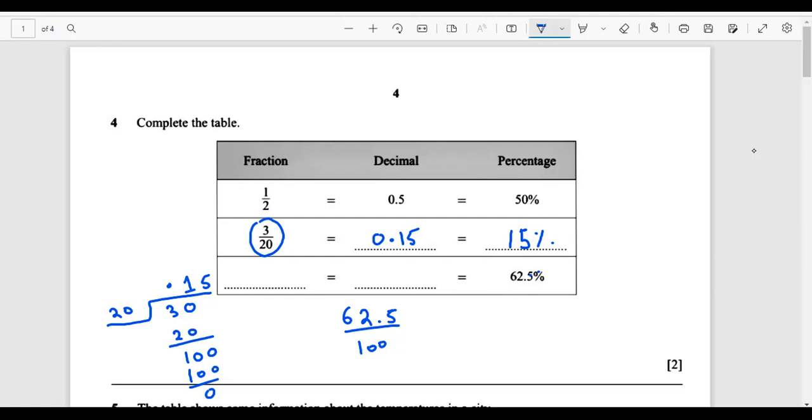62.5% can be written as 62.5 divided by 100. Okay. Now I have a number and I am dividing it by 100. So the decimal is going to move 1 and 2 units to the left. So as decimal, it would be 0.625. I'll repeat. For example, if I have 50%, 50% can be written as 50%.